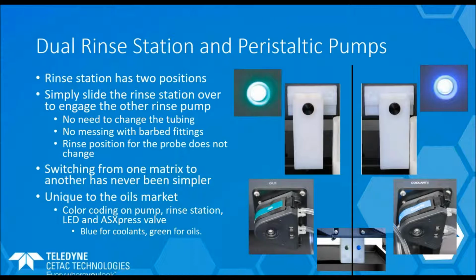In addition to the pumps on the back changing automatically, there's also an LED on the front of the autosampler that will switch between green for oils and blue for coolants. And everything is color coded that way. The rinse station on the back has the green and blue, which you can see at the bottom of the picture there. Oils are all green, blues are all coolants, and this has also been extended to our ASXpress valves. The newest model, or the coolants valve or aqueous valves, now have a blue line.